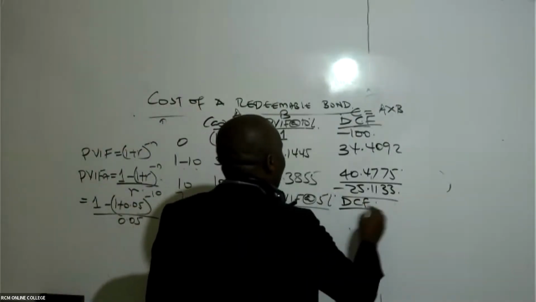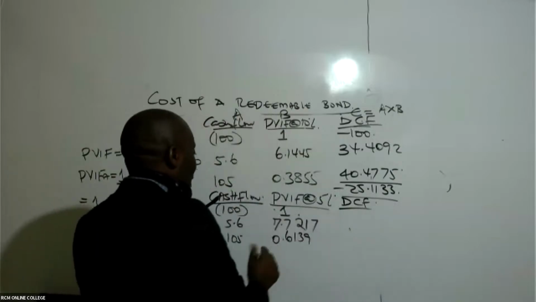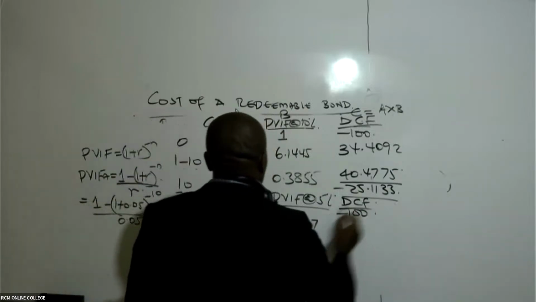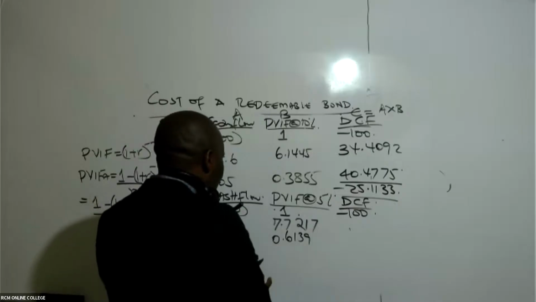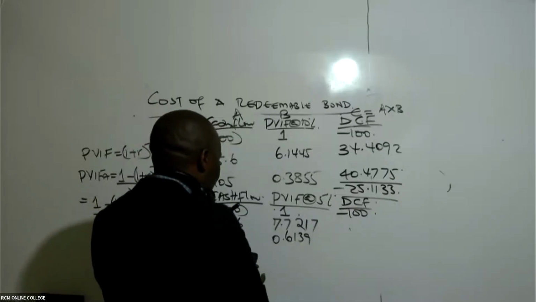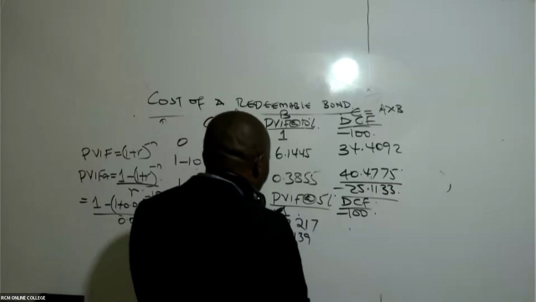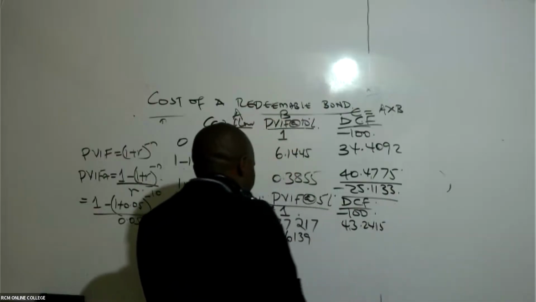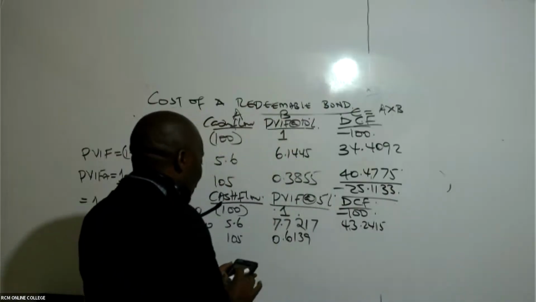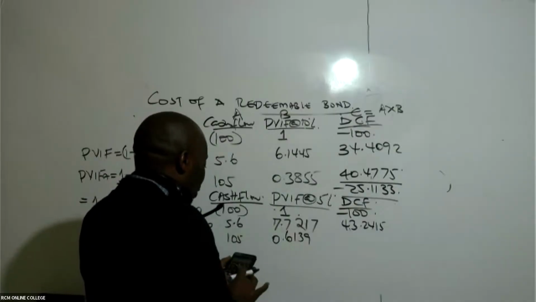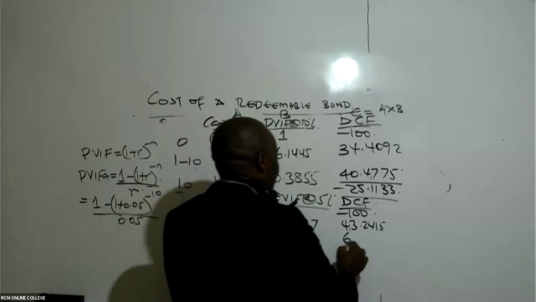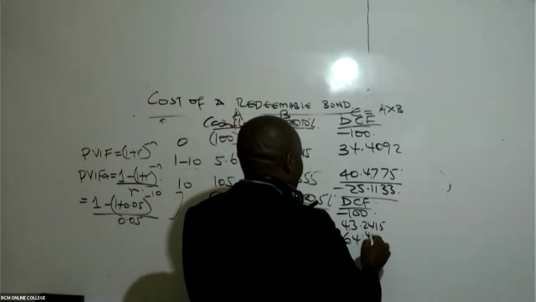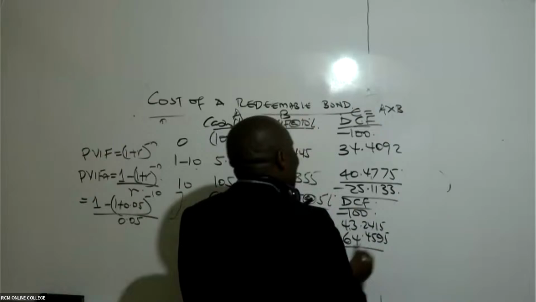So discounted cash flows, what do I have here? I have minus 100. We have 5.6 times 7.7217, which will end up giving me 43.2415. Then lastly, I have 105 times 0.6139. What are we going to get here? 64.4595. So please add the three numbers.